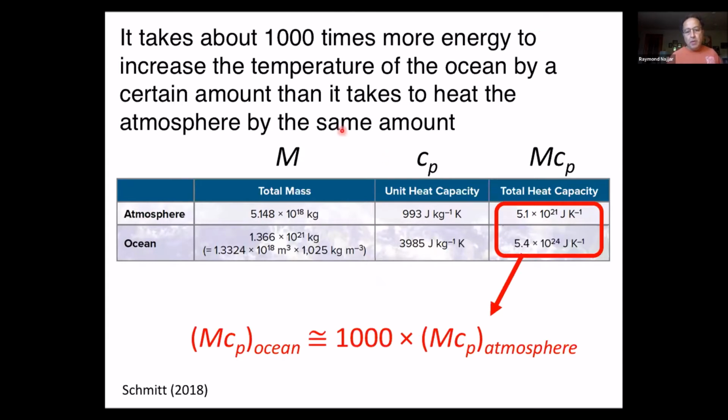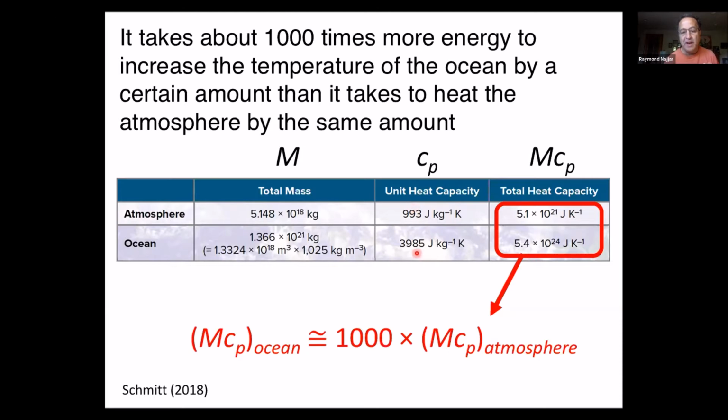So this is a table from the Schmidt article that I suggested that you read. This table gives the mass of the atmosphere, the mass of the ocean, and the so-called unit heat capacity, or specific heat capacity. This is: if you have a kilogram of air or a kilogram of water, how much energy does it take to heat that kilogram of material by 1 degree Kelvin, which is the same as 1 degree Celsius, by the way, or about 2 degrees Fahrenheit. And you can see that it takes more energy to heat a kilogram of water a certain amount than it does the air.